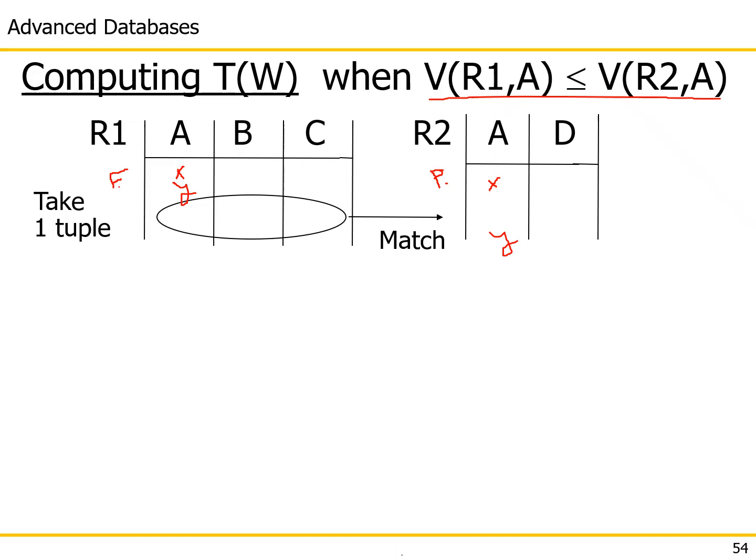Now, what you do in the join is that you're joining on these two columns. So you're going to write something like r1.a equal to r2.a. Now, how is this evaluated if you think of it stepwise? We are going to grab a value from here.